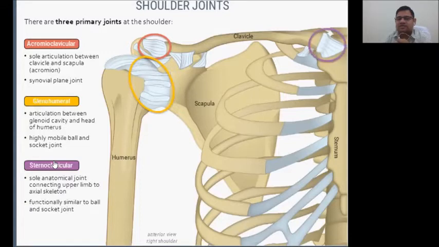And the last one is the sternoclavicular joint, the sole anatomical joint connecting the upper limb to the axial skeleton, functionally similar to a ball and socket joint. So these three together can be included in one term, the pectoral girdle, or here it is called the shoulder joints, not a joint. Typically, the shoulder joint is only the glenohumeral joint.